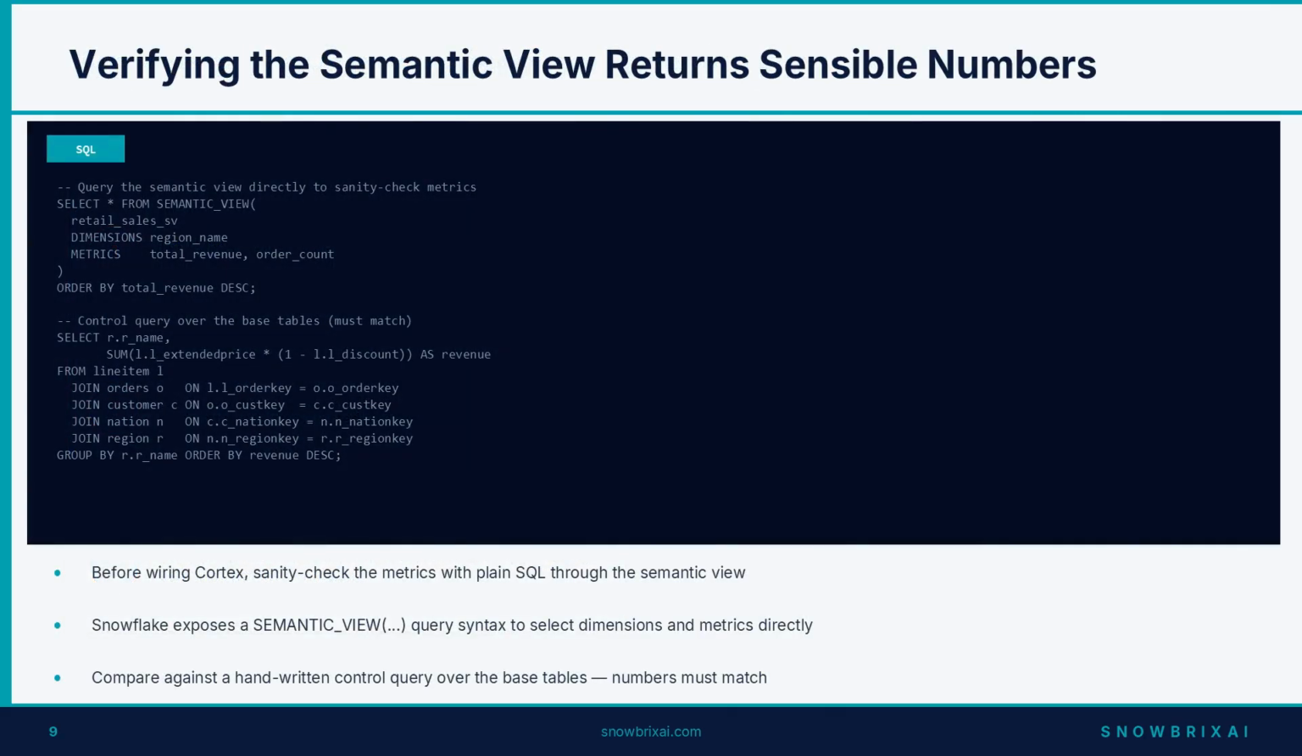Before wiring anything to Cortex, prove the numbers. On the left, query the semantic view directly: select from semantic view region name, total revenue, order count, order by revenue descending. On the right, the control query: the same numbers written by hand over the base tables, joining line item to orders to customer to nation to region. Run both. If they match, the model is correct. If they do not, fix the metric expression now while it is cheap. Describe and verify before you trust, and confirm the semantic view query syntax against current docs.